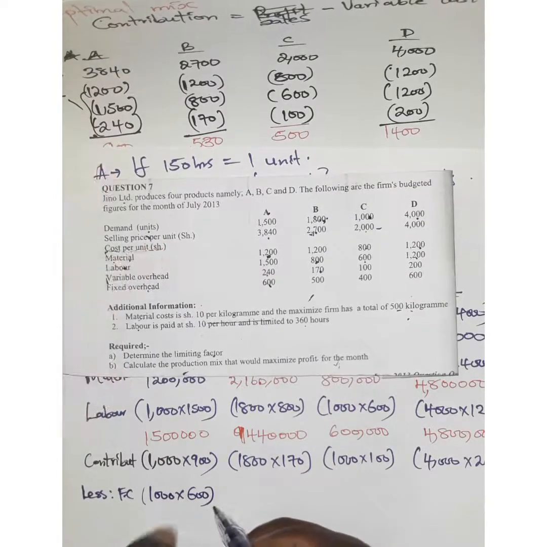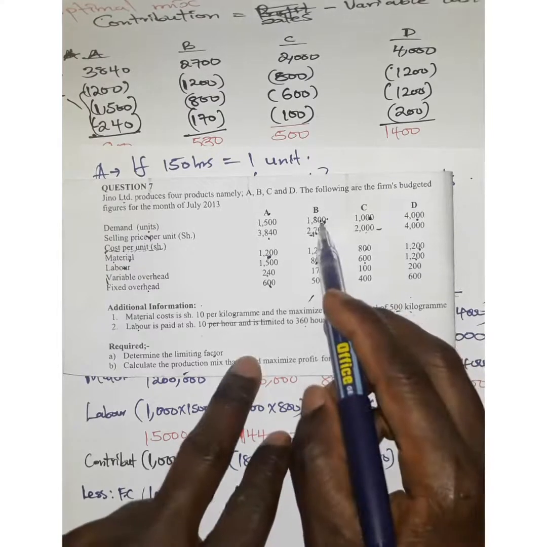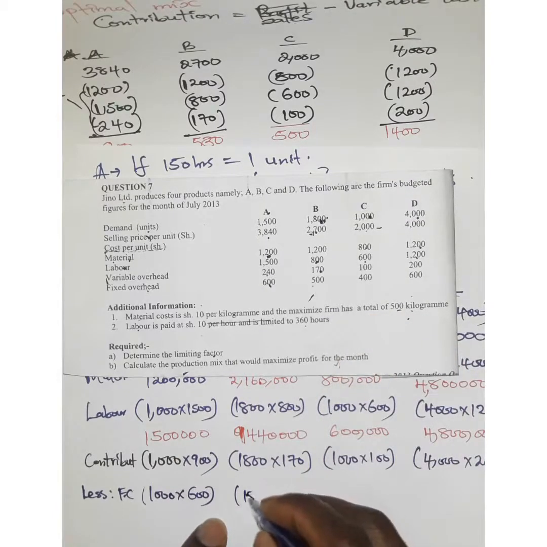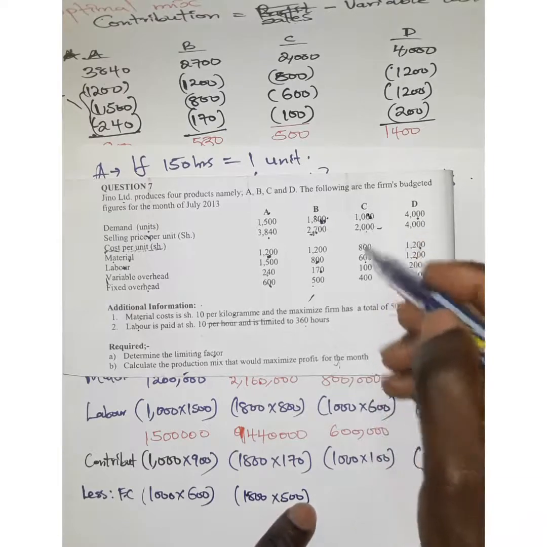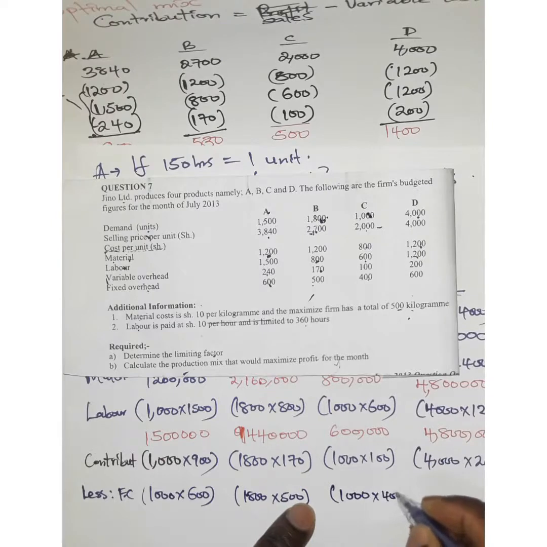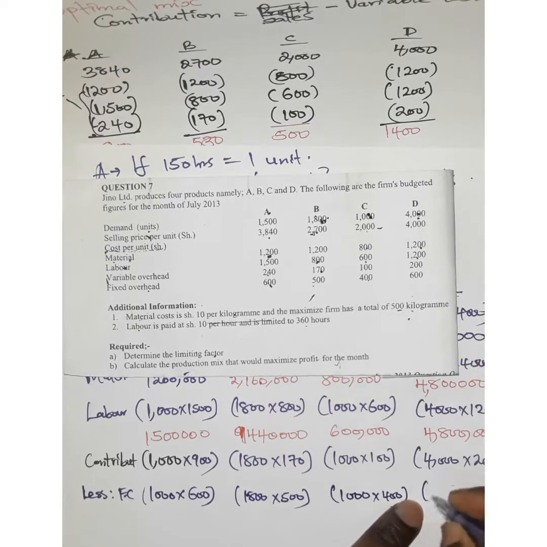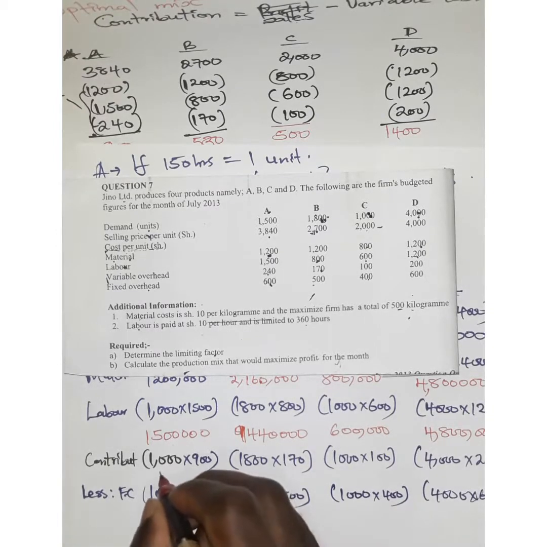B, it's supposed to be a value of 1800 times 500. C is 1000 times 400, and then D is 4000 times 600.